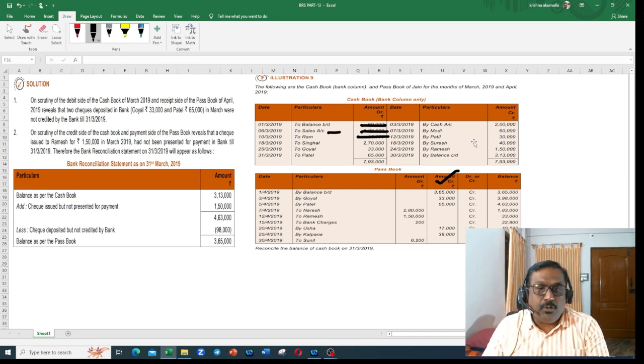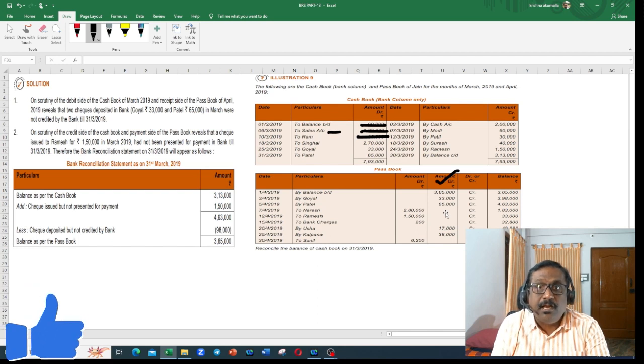Next, to Singal, 2,70,000. Check received from Singal, deposited in the bank. Is there any credit here? Check here. Credit side of the passbook. 2,70,000 amount is there? No. 2,70,000 check received from Singal on 18th March, deposited. What should be the assumption here? This check was already deposited in the bank on 18th March, and it got updated in the passbook in the month of March itself. Here, passbook is April month.